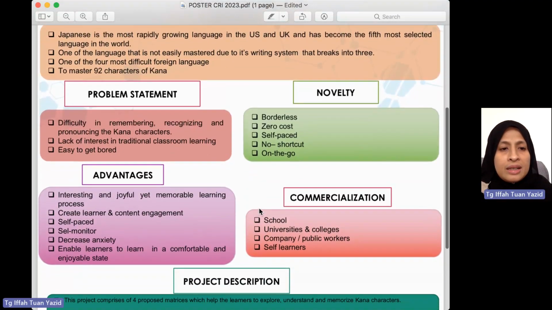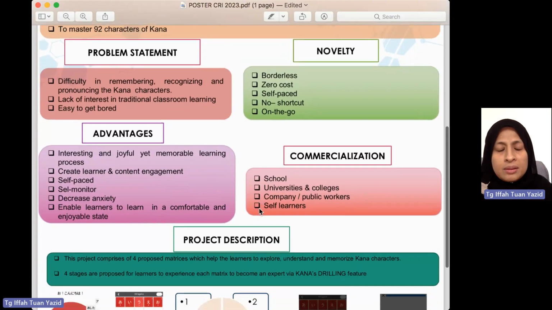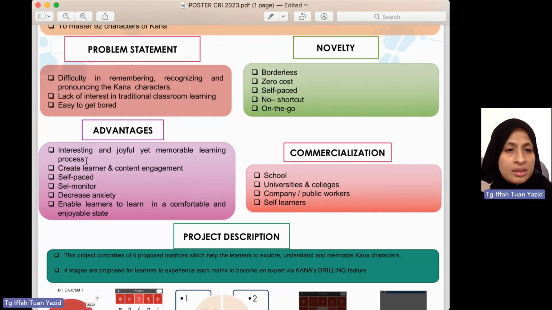As for the advantages of this proposed project, it is an interesting, joyful yet memorable learning process, because as we all know, learning Japanese requires dry memorization of vocabulary. It also creates learner and content engagement, and offers self-paced and self-monitored learning, whereby learners can monitor the extent of their progress.